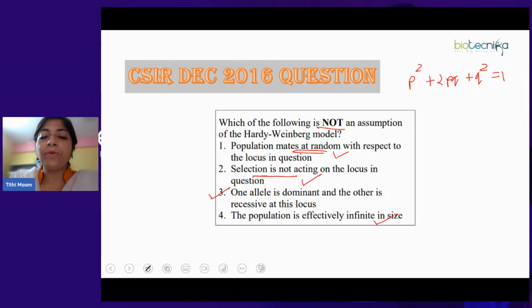So why do we consider infinite size? Because when the population is infinite in size, the effect of genetic drift will be minimum. Genetic drift is one of the evolutionary forces that can change the genetic structure randomly, and its effect is greater when the population is small. Is it understood, everyone? All right, so the people who got it wrong, it is still all right because we are practicing, but make sure that you don't make this kind of mistake. You have to make sure that these basic points about Hardy-Weinberg equilibrium are clear to you.